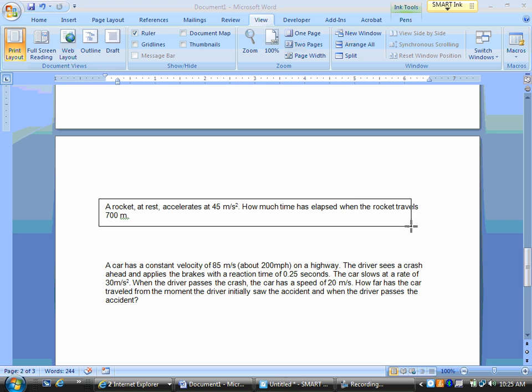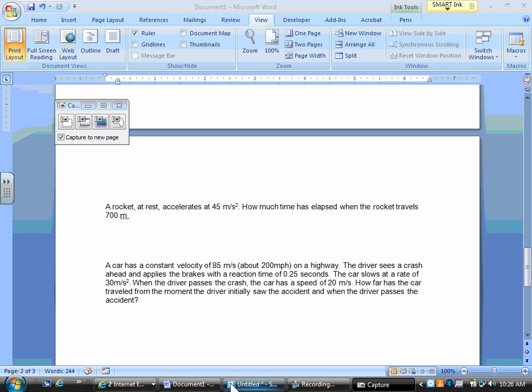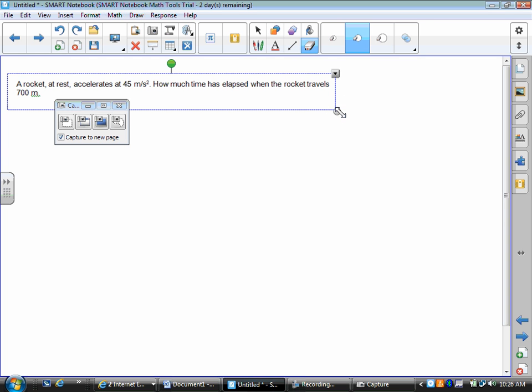All right, this one's a little bit trickier, and it's probably the hardest one you'll have on the test. So this one right here. Yeah, the rocket one.